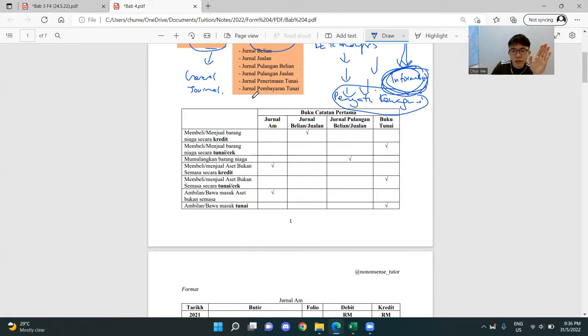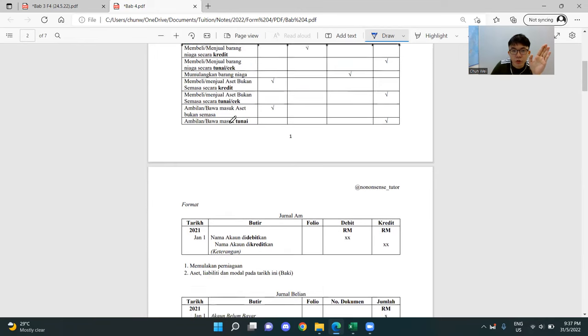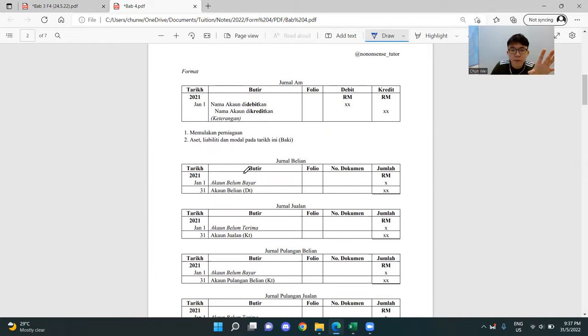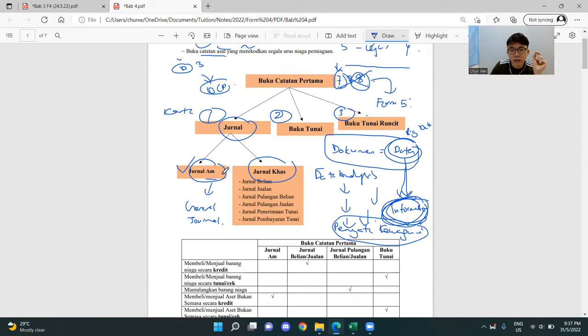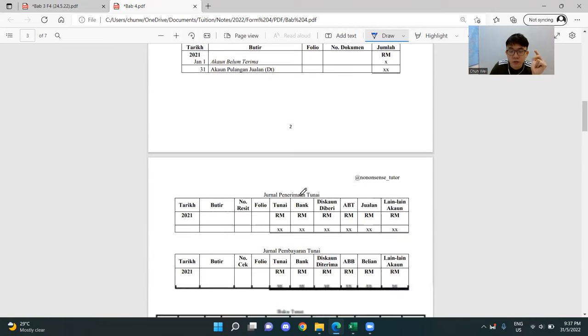Okay, so this is a table. For now, should I go into it first? But actually, no. After I explain it first, then this will make sense to you. So here's the format. You can see that other than journal am, there are jurnal belian, jurnal jualan, pulangan belian, pulangan jualan. All these are in jurnal khas. Only am is am. Other than that, if you don't see am, then the rest will be in jurnal khas. So all the jurnal are in jurnal khas. So this is the format, which we'll see later.